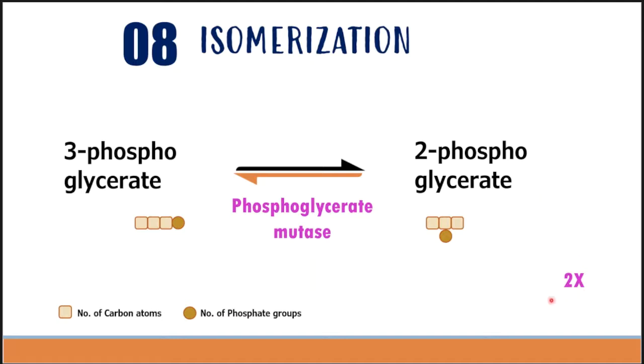By the way, you might have noticed that from the sixth reaction onwards there is a 2x symbol, which again and again tells us that all these reactions will happen twice for calculation. That means 3-phosphoglycerate molecules will get converted into 2-phosphoglycerate molecules under the influence of the phosphoglycerate mutase, and so on.